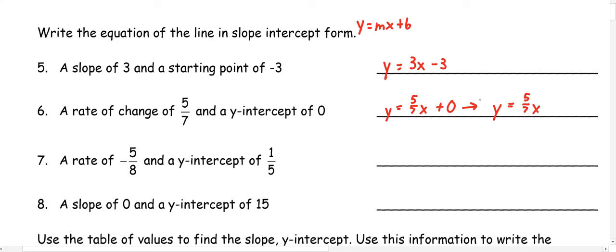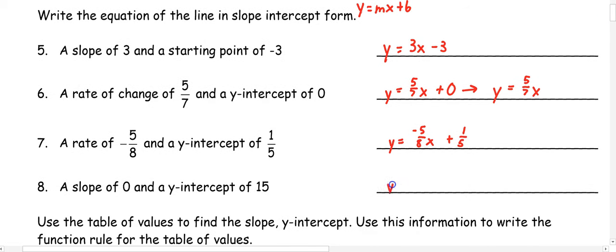Number 7, we have a rate of -5/8 and a y-intercept of 1/5. So we would have y = -5/8x, because our rate goes in front of the x, plus 1/5, because sometimes our y-intercept might be a fraction. In number 8, we have a slope of 0 and a y-intercept of 15. So we have y = 0x + 15. Remember that 0 times x is just 0. So we're left with y = 15.